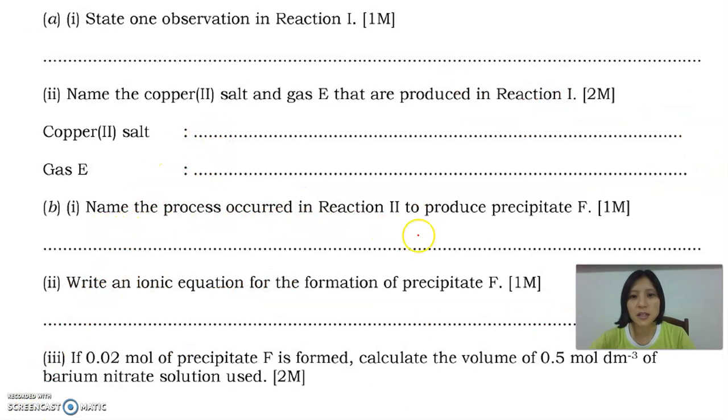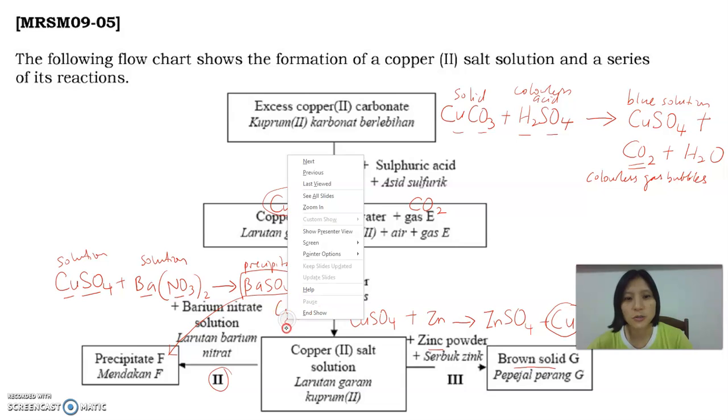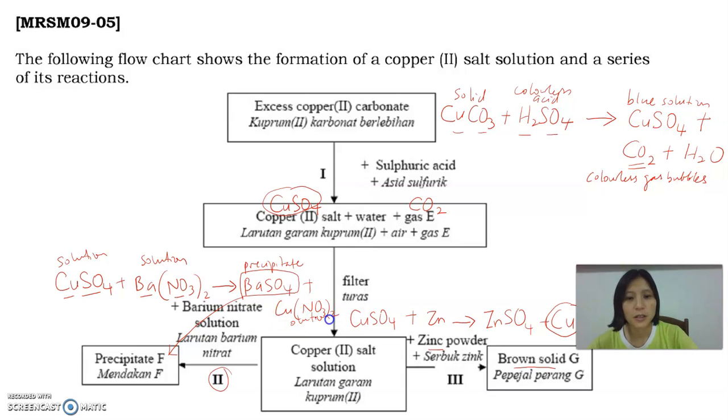Next one, name the process that occurred in reaction 2 to produce precipitate. The key here is to produce precipitate F. What is this reaction 2? To produce precipitate, we always use double decomposition reaction. This is a solution, and this is a solution. When you have two salt solutions added together, you get one precipitate, the insoluble salt, and a soluble solution. So this is double decomposition. Solution and solution gives you a precipitate and a solution. Okay, next question.